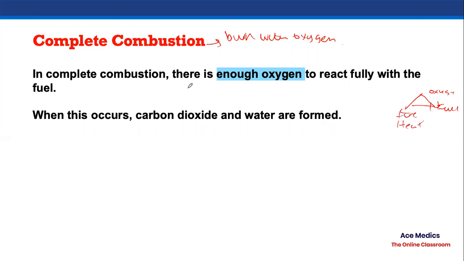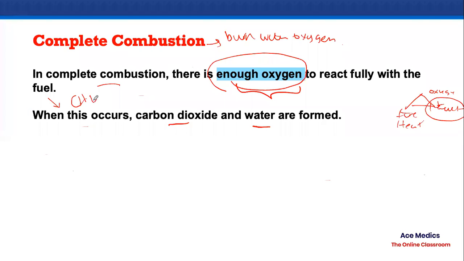In complete combustion, what you get is that there is enough oxygen, so there's plenty amounts of oxygen, and the fuel will react fully with that oxygen, and it will provide carbon dioxide and water. Okay, so that is complete combustion when there's loads amounts of oxygen and the fuel that you're using. So in this case, we're going to say the fuel that we're using is methane.